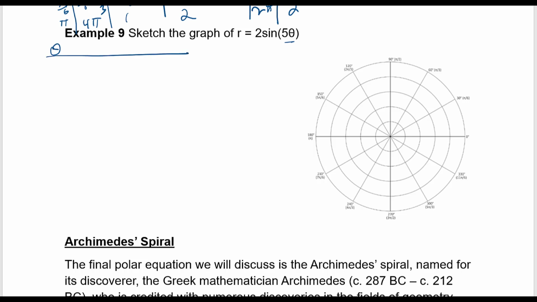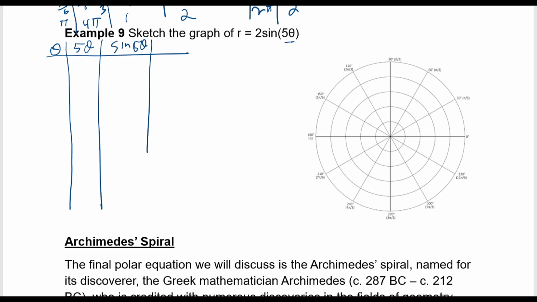So theta, 5 theta, sine 5 theta, 2 times sine of 5 theta. So that just tells me I'm going to scale this as 0.5, 1, 1.5, and 2 again. Okay, and we're going to go with the 0, pi over 6, pi over 3, pi over 2, 2 pi over 3, 3 pi over 4, no, 2 pi over 3, 4 pi over 5, 5 pi over 6.